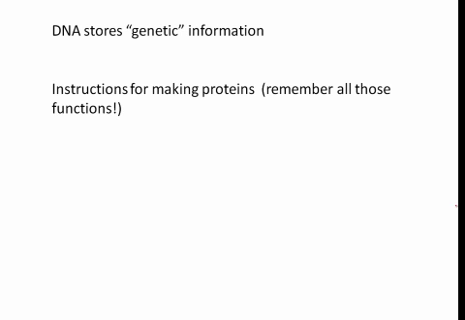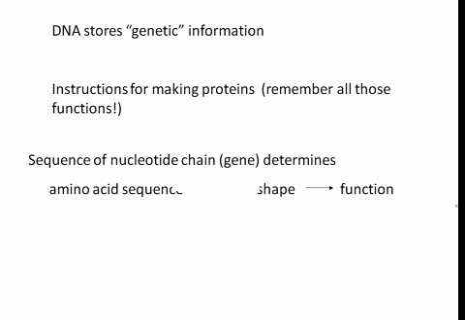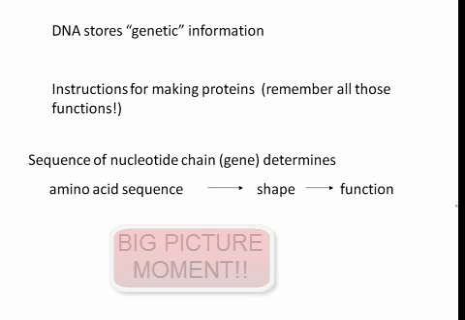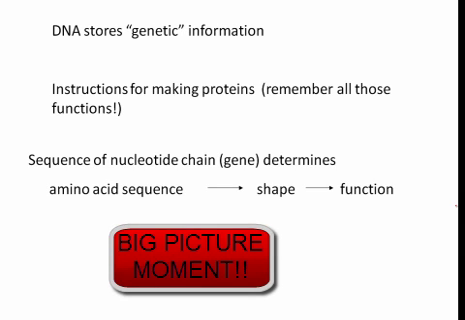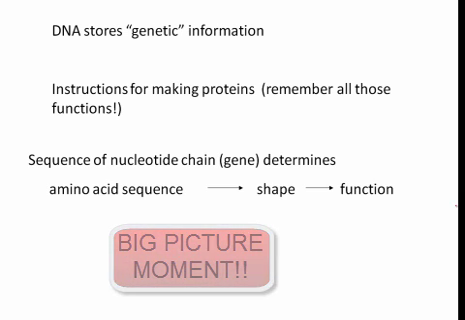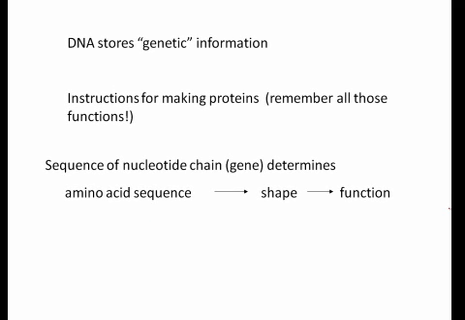DNA stores our genetic information, so the chromosomes which store our genes in the nucleus are made up of DNA, and those genes are the instructions for making proteins. It determines the sequence of the amino acids. So the sequence of the gene determines the sequence of the amino acids. The sequence of the amino acids, remember, determines how it folds up, and its shape determines function.